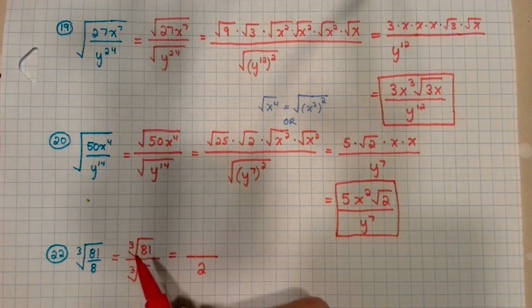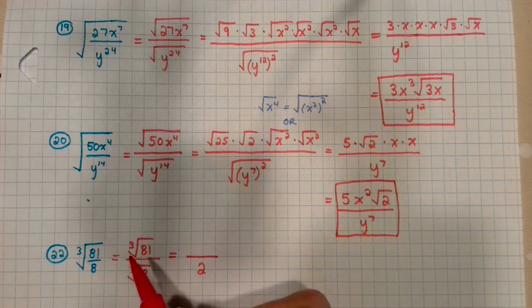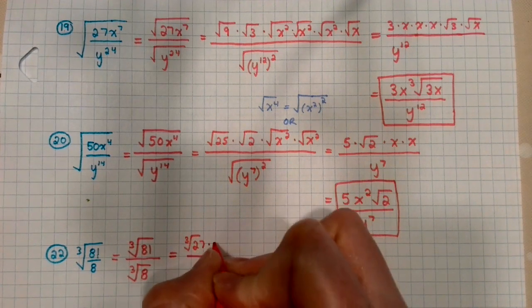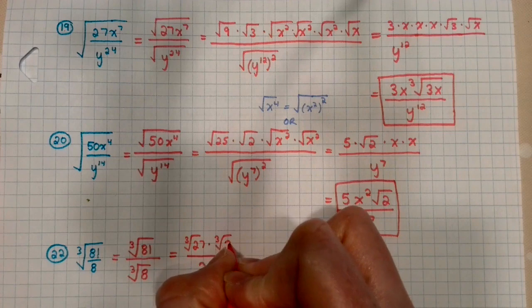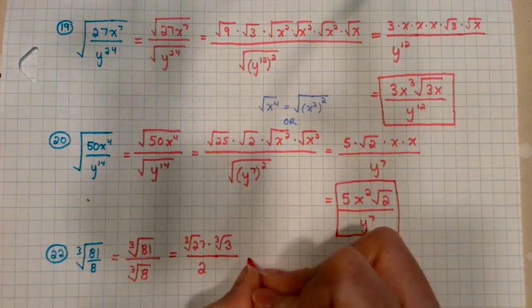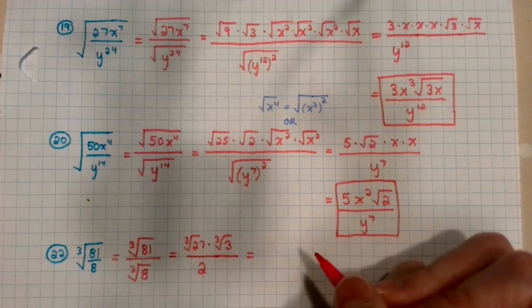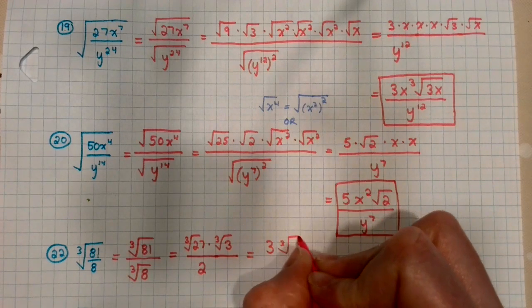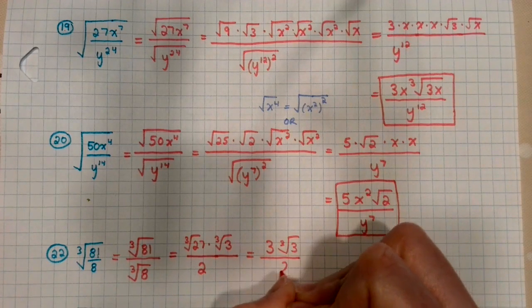In the top, we want to try to break this down into a factor that's a perfect cube. And so in this case, it's going to be 27 times 3. So we're going to rewrite this as the cube root of 27 times the cube root of 3. And so now this just ends up being the cube root of 27, which is 3, times the cube root of 3 all over 2.